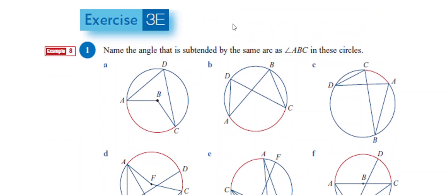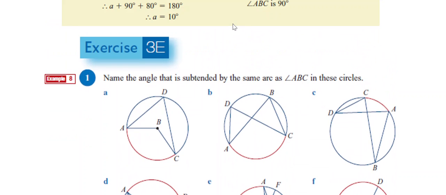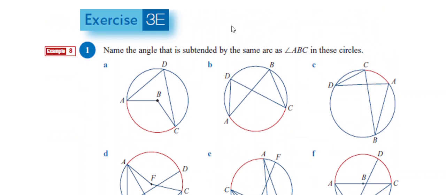So for exercise 3E, we want to name the angle subtended by the same arc as ABC. Okay, so ABC is subtended by this arc. What's the other one that's covered by that arc? So there'll be ADC, because that's the arc of interest. This angle is covered by that arc. This angle is also covered by that arc.